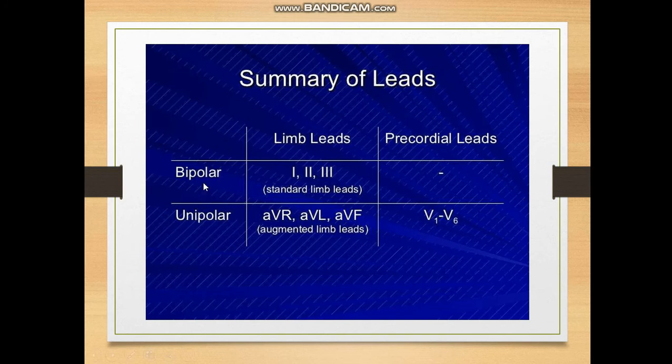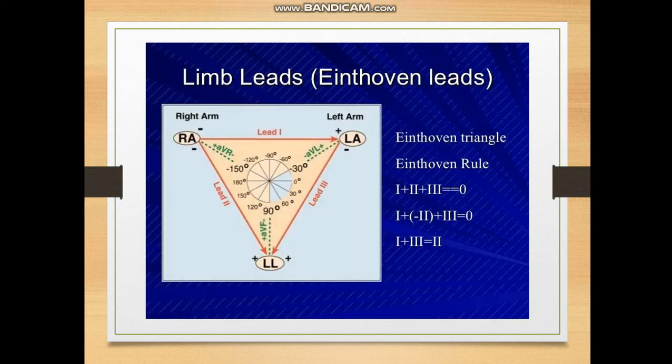Summary of the leads: bipolar leads, limb leads 1, 2 and 3. Unipolar: AVR, AVL, AVF, and keep in mind the precordial leads are also known as unipolar leads. AVR, AVL, AVF, where A stands for augmented, are the augmented leads, and V1 to V6 are the precordial leads. This is Einthoven's triangle. Einthoven is the father of the ECG. He is the man who invented this device. And Einthoven's triangle is there.